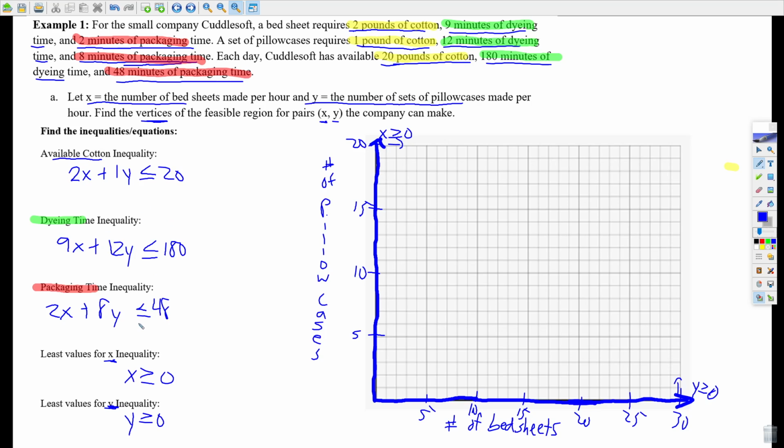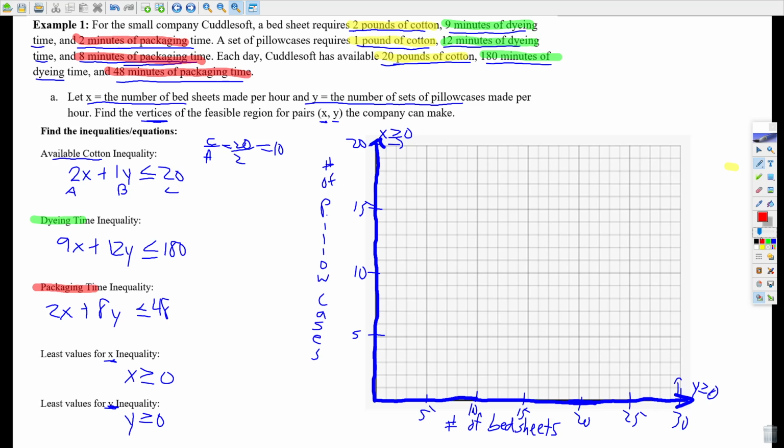I'm going to graph these. Whenever I graph these ones, I'm actually going to do the shortcut. If you remember the shortcut, remember labeling these like A, B, C? I'm going to do that to get the X and Y intercept, and then I'll draw the lines. So to do the first one, we're going to do the X intercept, which would be C over A, if you remember these shortcuts. That's 20 divided by 2, which is 10. So the x-intercept for the available cotton is 10.